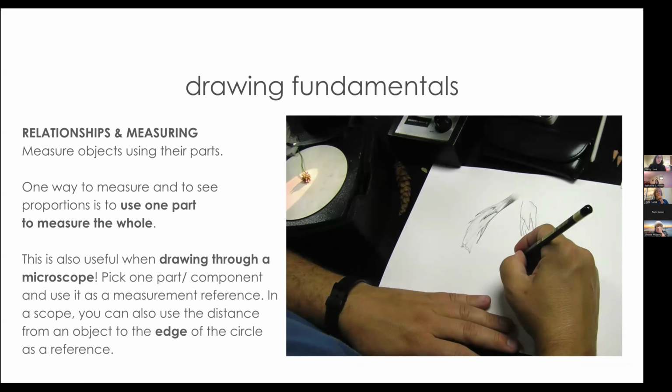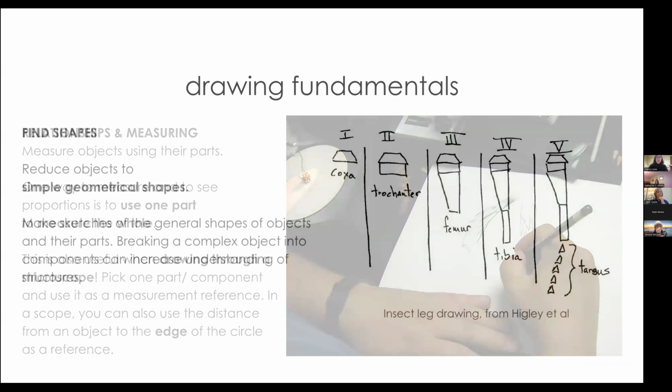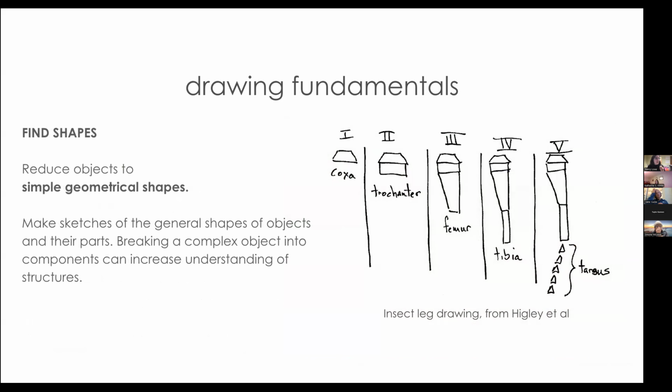Also a really good skill for drawing under the microscope, because you can't really get out a ruler and measure all those shapes. So using a part to measure the whole. The second one is looking for shapes.